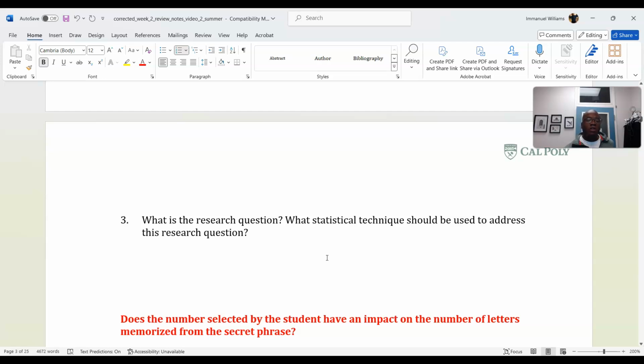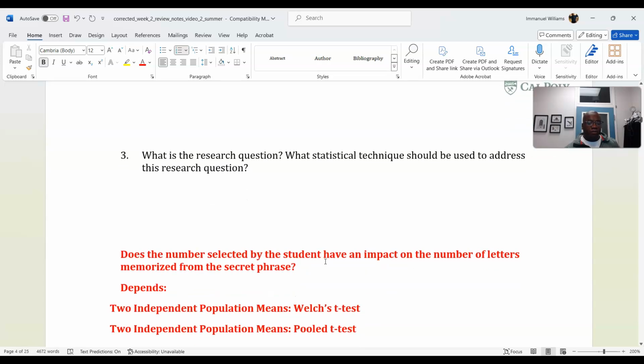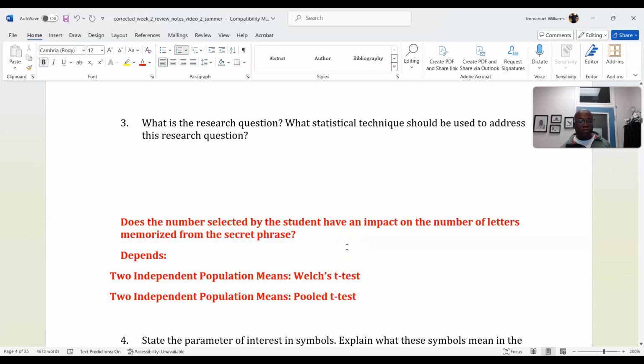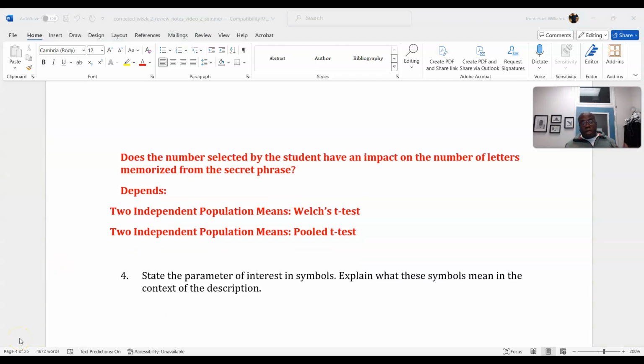The statistical technique that we're using is called the two independent population means test. However, it can be more specific, either the Welch's t-test or the Pooled t-test. Generally it's two independent population means, but it can be either Welch's or Pooled, and that's determined by the S ratio. The S ratio will be coming up soon.